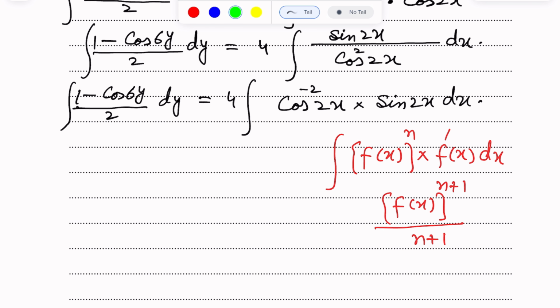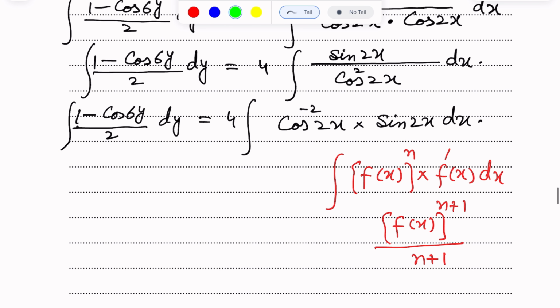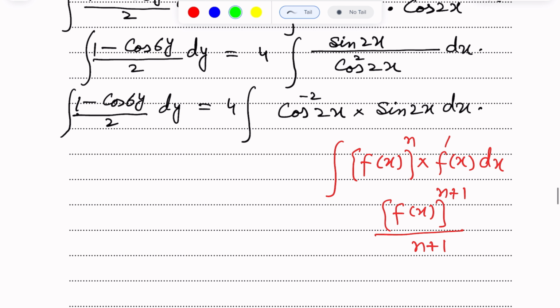Now we make the form of that in this form. We will use this formula.